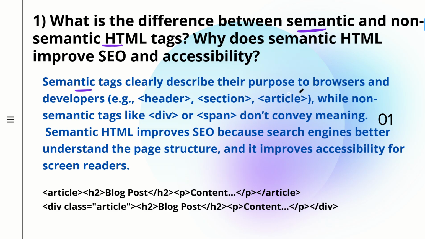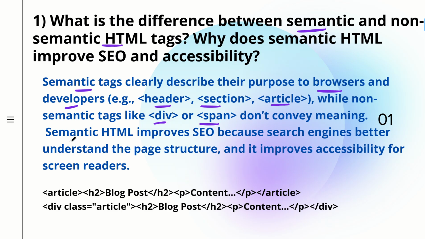So semantic tags clearly describe their purpose to the browser and the developers, and examples of semantic tags are header, section and article, while non-semantic tags like div and span do not convey their meaning. They are just useful for grouping the content, but they are not conveying what kind of container it is. Is it some kind of header or footer, or is it the main section, or the aside section? So there is no clarity on the meaning of this container, whereas the semantic tags give the proper meaning and purpose to the browser and the developer about what this content is about.